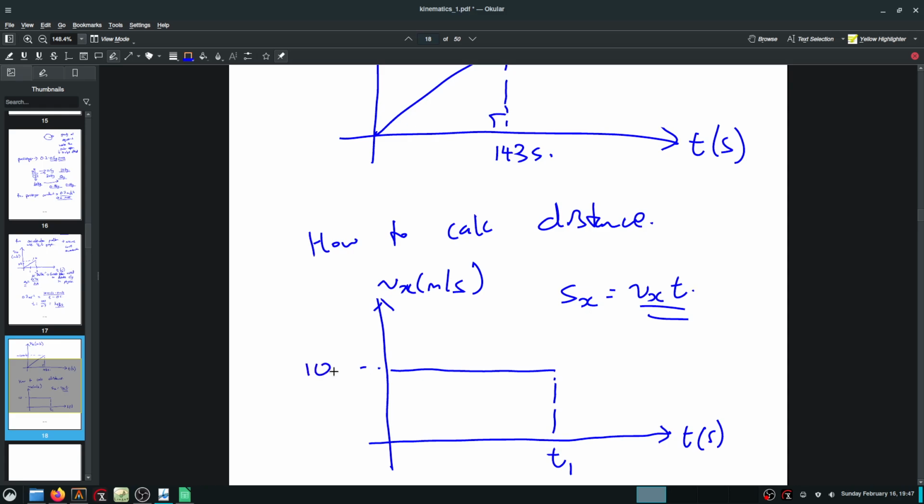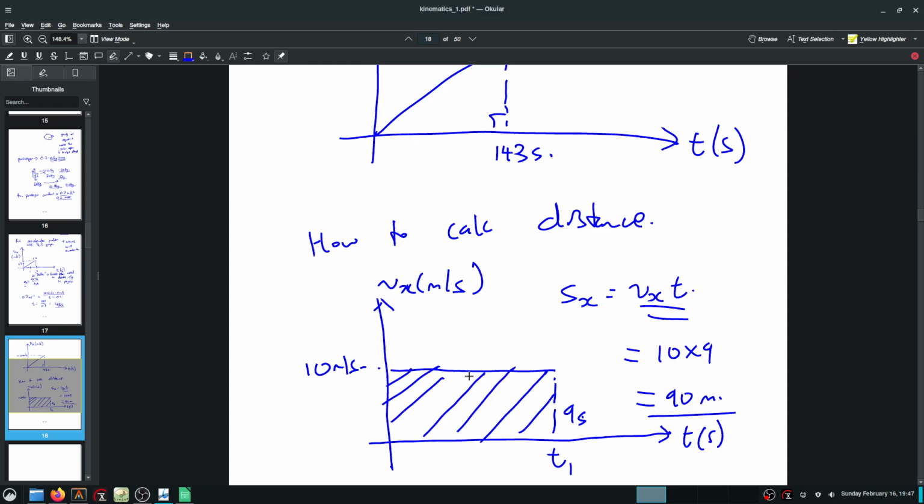Maybe this is 10 meters per second. You substitute 10 meters per second here, and if it travels 9 seconds, 10 times 9 will give you 90 meters. That's how far you travel. But I want you to notice something. We are actually taking the area under the graph here. That is the height, which is 10 meters per second.